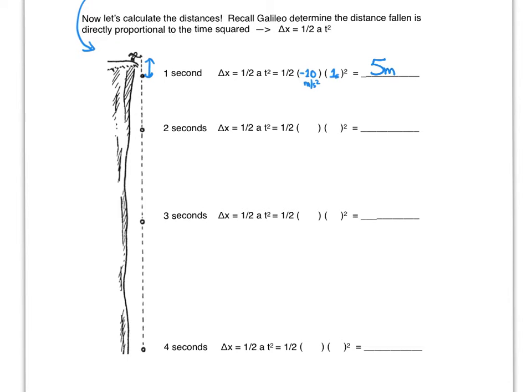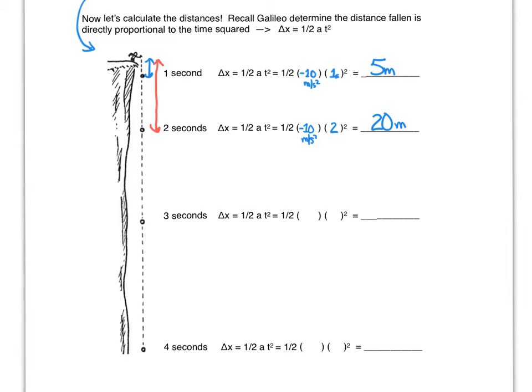Okay. For the next one, how far does it fall total in 2 seconds? So it'd be the distance from there to there. If I do that, it's again 1/2 times -10. Gravity is still the same. But now, after 2 seconds, we want to see what that distance is. So 2 squared is 4, times 10 is 40, times 1/2. That's going to be 20 meters fallen.